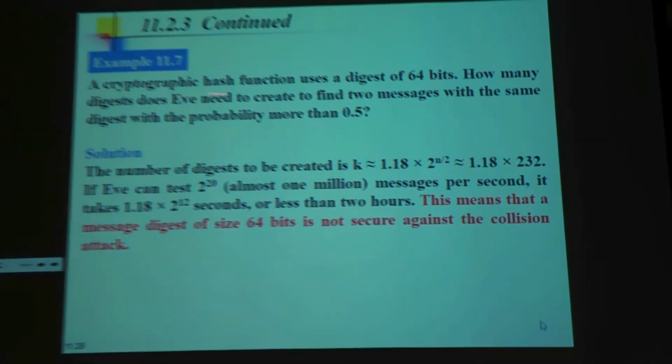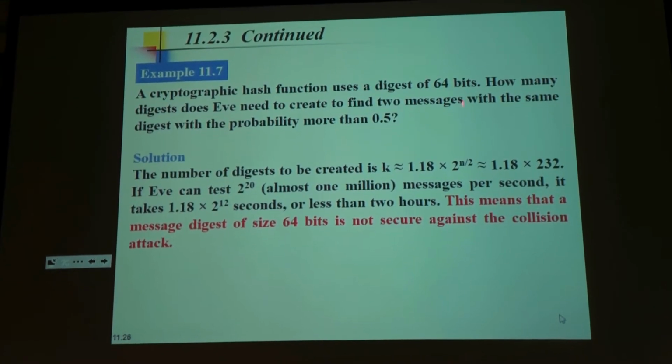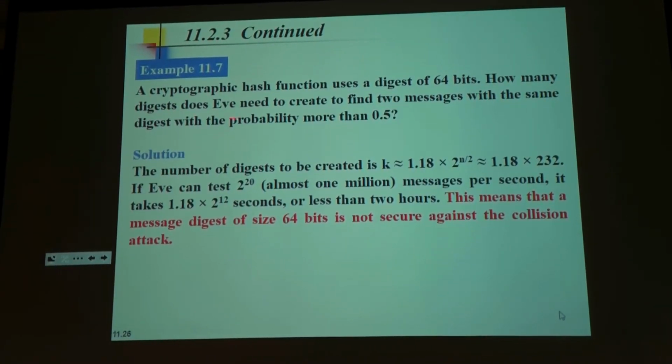Anyways, so a cryptographic hash function uses a digest of 64-bit. How many digests does Eve need to create to find 2 messages with the same digest with a probability of 50%? So the number of digests to be created is 2 to the power n over 2, right? Okay, so 32. This is 2 to the power 32, by the way.